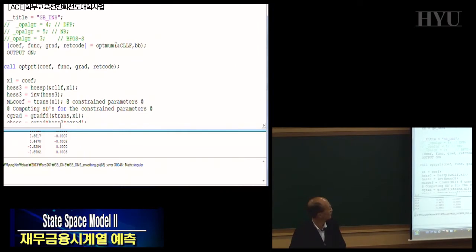When it's done, it will return 4 outputs under these names. These are my arbitrary names. You can say x1, x2, x3, x4 if you prefer. This one is a coefficient at the maximum or minimum, because this is actually minimizing this function. So you return a minimized value, and this is the function value at these parameters.